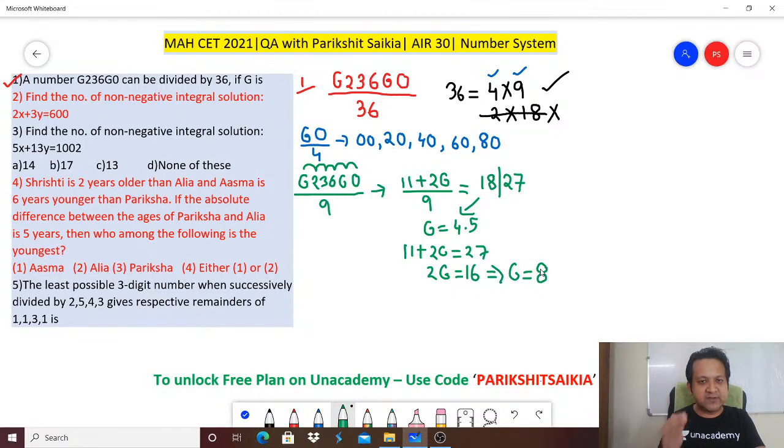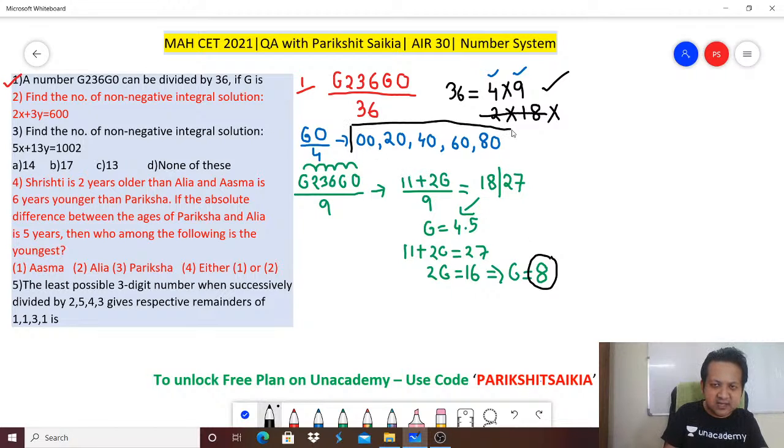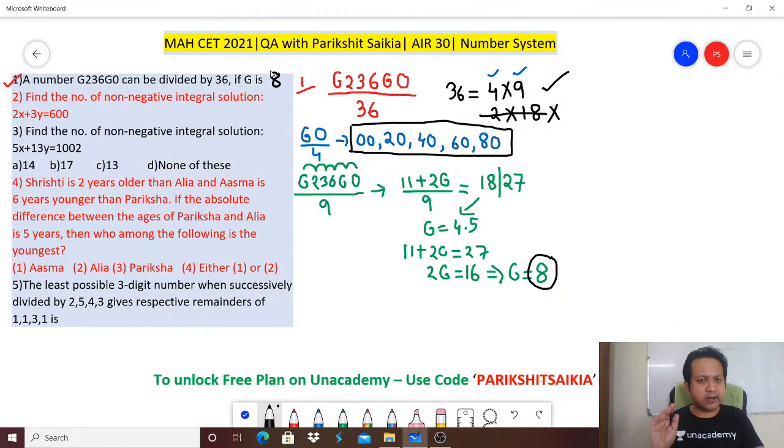Remember, it has to be divisible by 4 as well as by 9. So the only possible value of G is what? 8. The only possible value of G is 8. Why? Because out of both the answers, the common value is 8. Did you get it? So first scenario tells you G can take 0, 2, 4, 6 and 8. But the second scenario tells you G only possible value is 8. So the answer for G is 8. That's the answer for the first one.